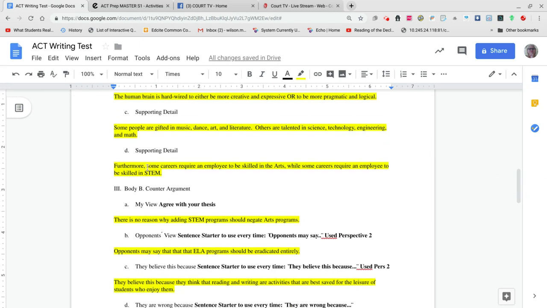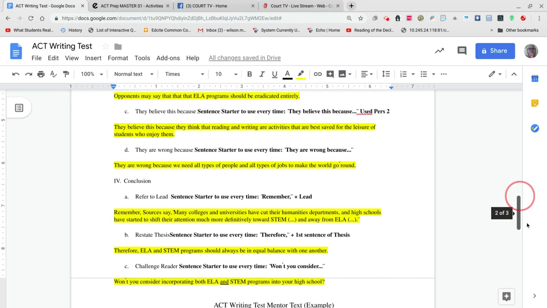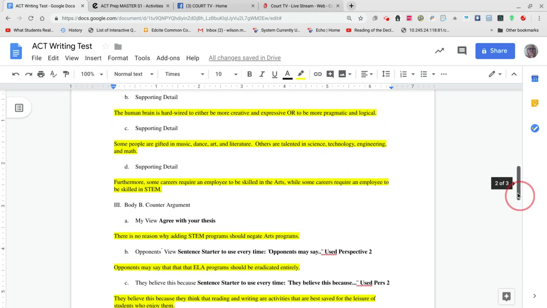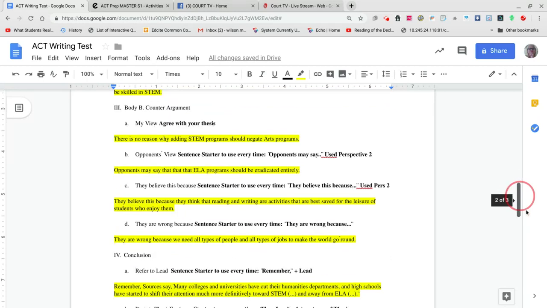And let's change that furthermore. I think, do I have a furthermore somewhere else? No, I'm good. Okay, so then I go on to my body B, which is my counter argument. I'm only going to have two body paragraphs in this persuasive essay. Okay, so now my A again agrees with my view.